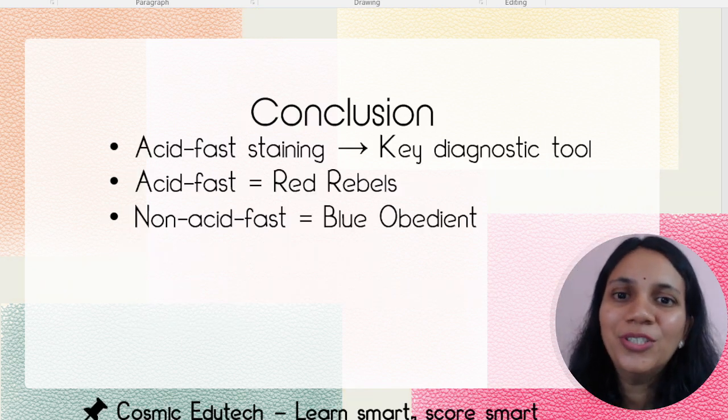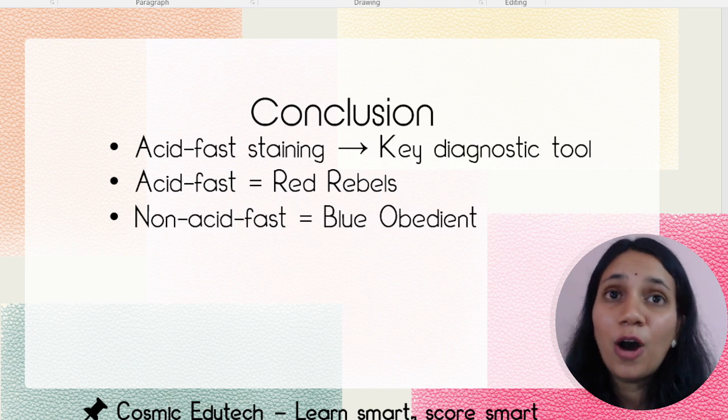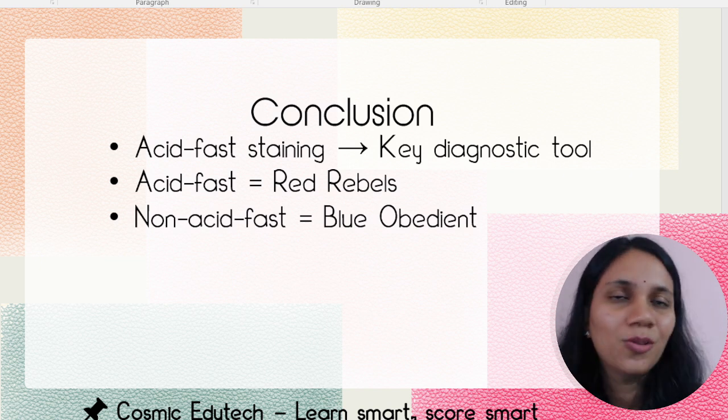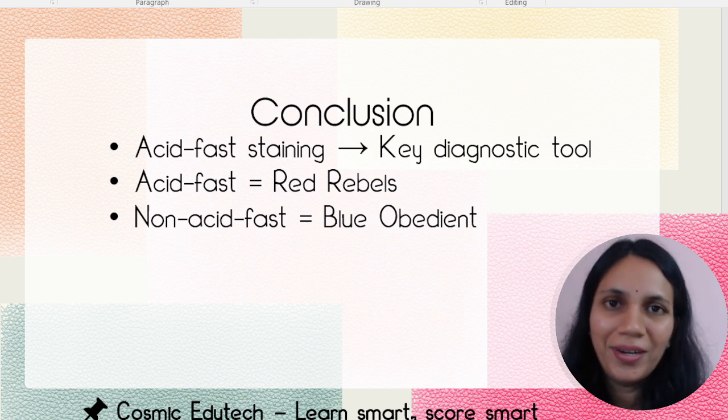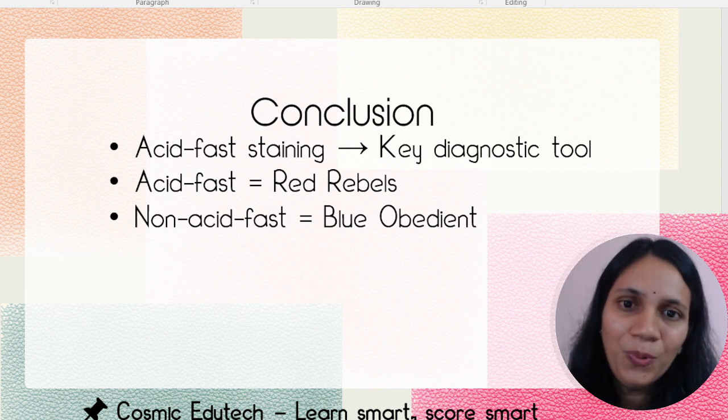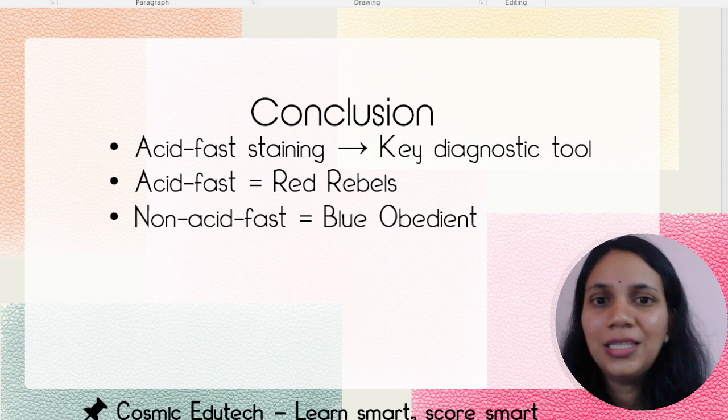So in conclusion, acid-fast staining is a powerful diagnostic technique, and always remember the trick: the acid-fast are the red rebels, and the non-acid-fast are the blue obedient good boys. So this simple line will help you to recall and easily remember it.